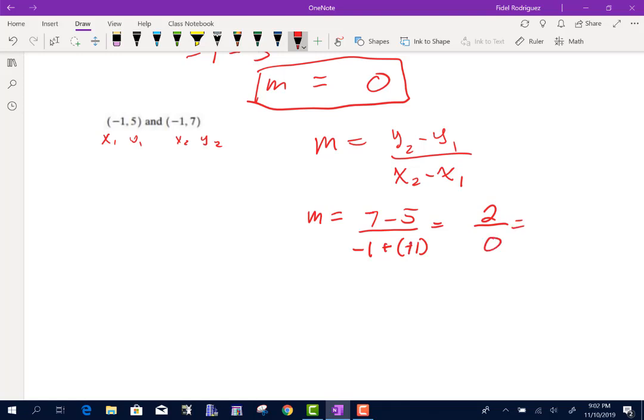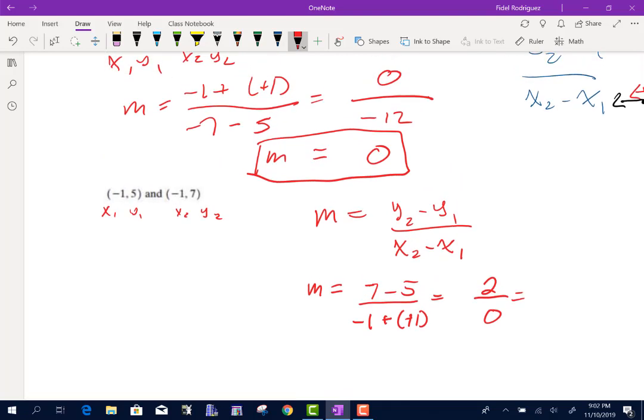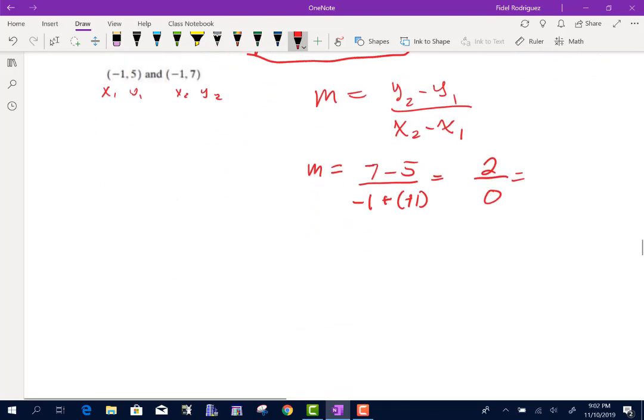Guys, the difference between this one and the one we did before is that we had a 0 on the top. When we have a 0 on the top, the answer is 0. If we have a 0 on the bottom, what we actually say here is this is undefined. Let's get a visual of what that's telling me, okay?